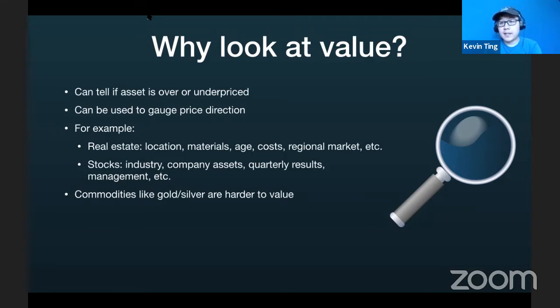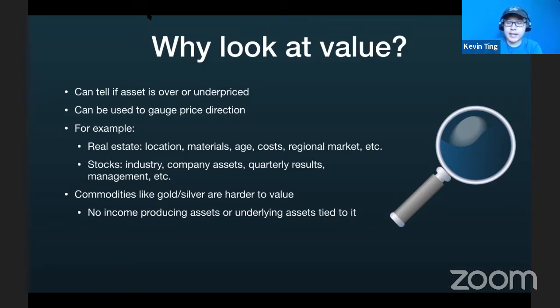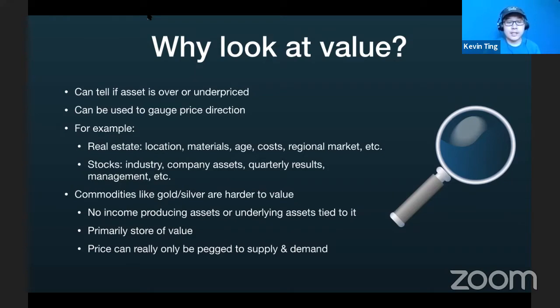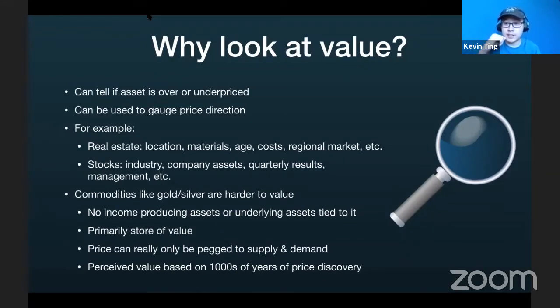And then we have commodities like gold and silver, which are a little bit harder to value because they don't have any income producing assets or underlying assets tied to them. It's basically the asset in and of itself and primarily a store of value. So the price can really only be pegged to supply and demand, but they have had thousands of years of price discovery. Gold and silver have been around forever, so we can get a perceived market value based on that.